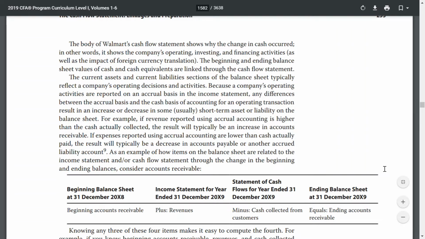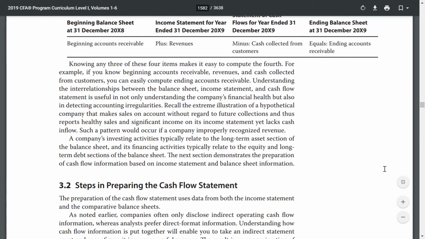As an example of how items on the balance sheet are related to the income statement and/or cash flow statement through the changes in the beginning and ending balances, consider accounts receivable. Knowing any three of these four items makes it easy to compute the fourth. For example, if you know beginning accounts receivable, revenues, and cash collected from customers, you can easily compute ending accounts receivable. Understanding the interrelationships between the balance sheet, income statement, and cash flow statement is useful not only in understanding the company's financial health, but also in detecting accounting irregularities.